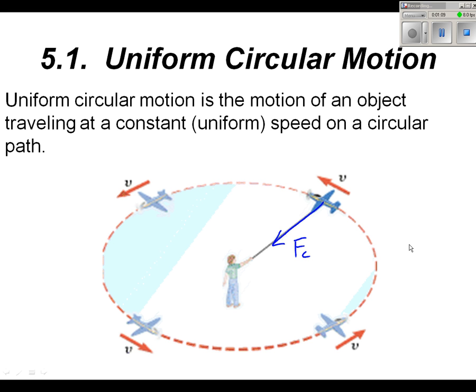If we cut the string at any point, that airplane would actually travel in a straight line, tangent to the circle, due to the inertia of that object. An object in motion wants to travel in a straight line. But we are causing it not to travel in a straight line by having this force in towards the center of the circle.